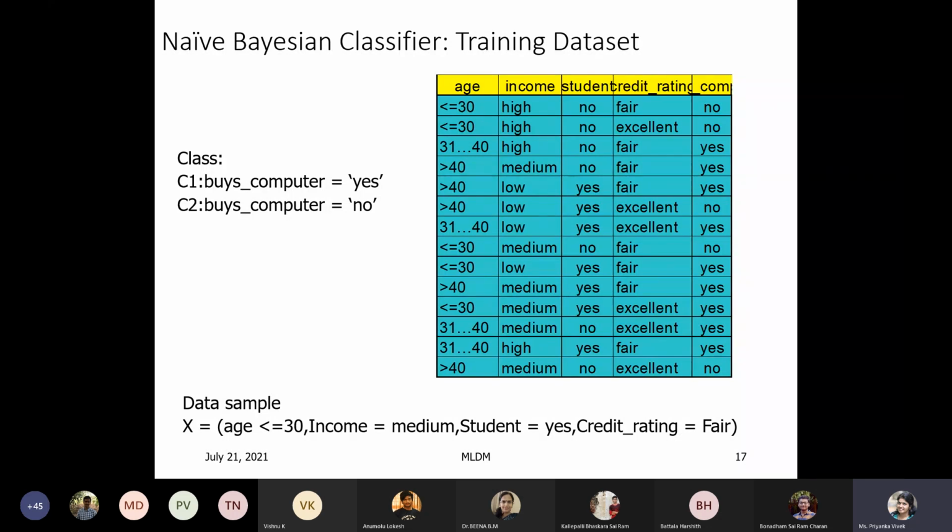If you see in the last, age is a particular category, less than or equal to 30, income equal to medium, student equal to yes, credit rating equal to fair. So that is the instance given and we have to predict. The attributes are age, income, student, that is whether the person is student or not, then credit rating, and then buys computer. So that is our final label or the class, buys computer, yes or no. Now for this particular instance, we need to predict whether the person would buy a computer or not.